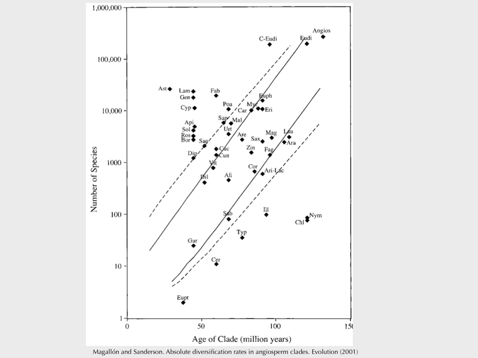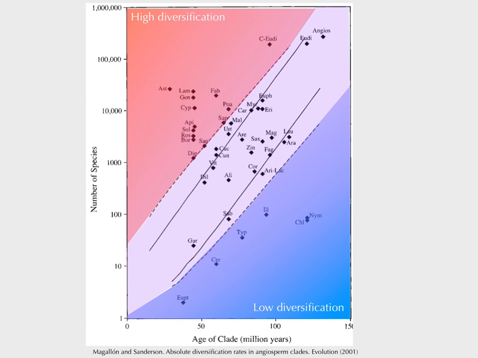So here they've plotted age for various groups. We have the age of the clade and the number of species. We can look at groups that have a mean diversification rate, and then these have a higher rate than you would expect, and these have a lower rate than you would expect, based on the other individuals in that group.